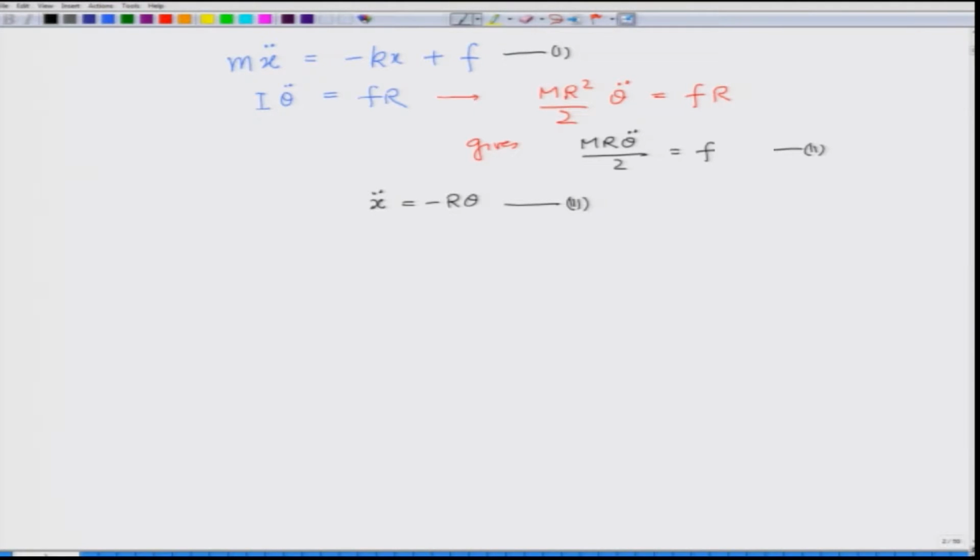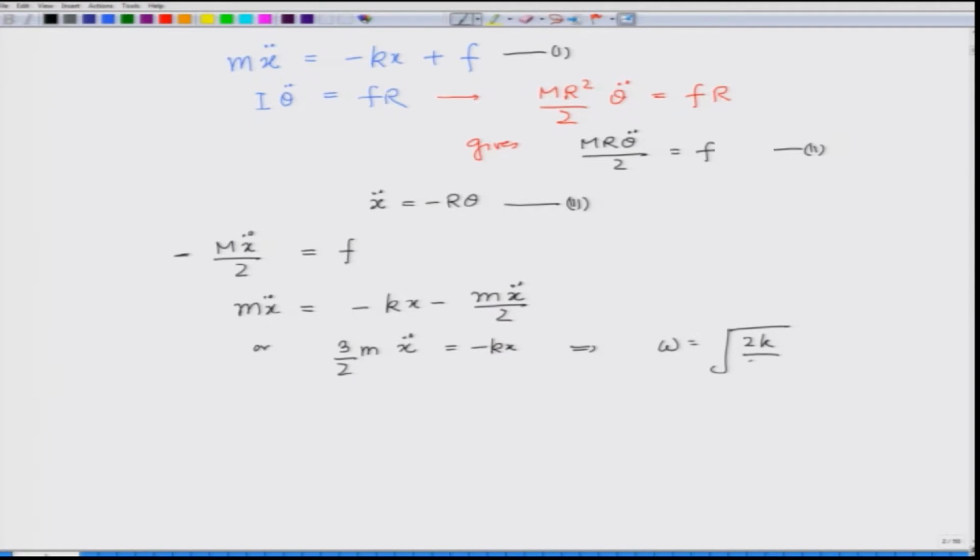Substitute third equation in 2 and we get m x double dot with a minus sign divided by 2 is equal to f. We substitute this in 1 and you get m x double dot is equal to minus kx minus m x double dot over 2, or 3 over 2 m x double dot equals minus kx, which gives me omega equals square root of 2 k over 3 m, or the frequency equals 1 over 2 pi square root of 2 k over 3 m. You see the frequency is less than square root k by m as we anticipated.